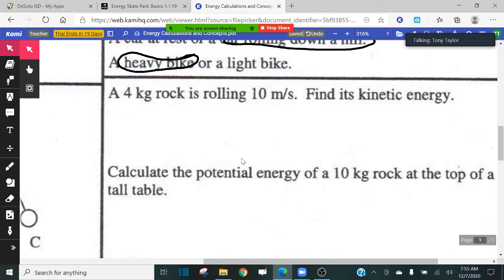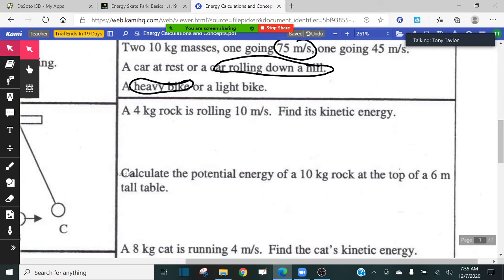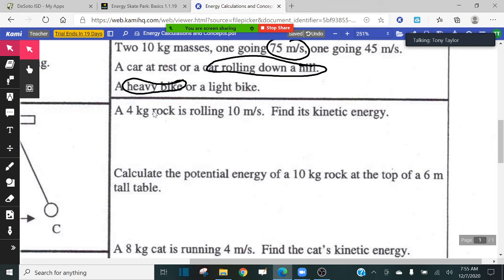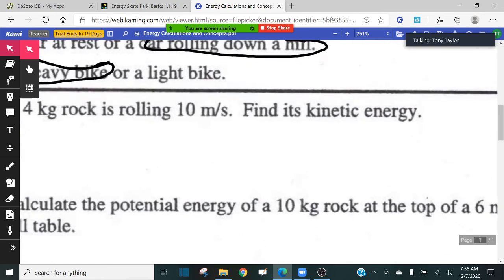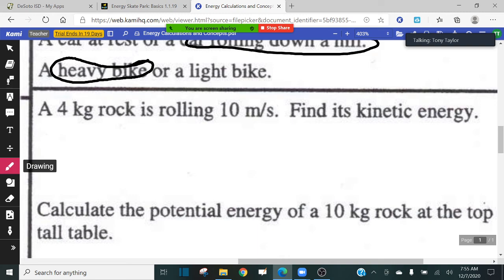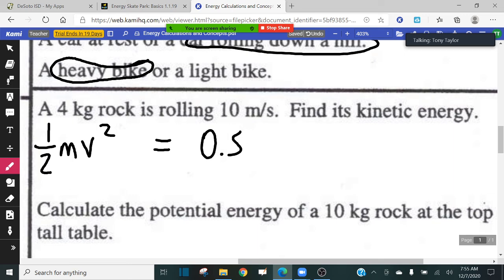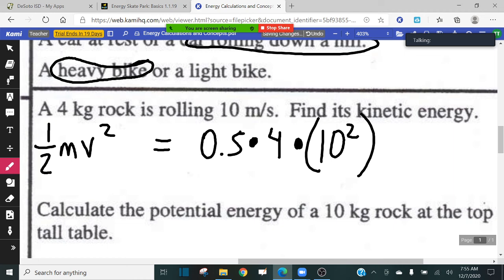So last thing we're going to do, we're going to look at these last two. I want to show you guys how to do calculations. It says here we have a 4 kilogram rock and it's rolling with the speed of 10 meters per second. How to find its kinetic energy? Okay. So guys, remember the equation for kinetic energy is 1/2 times mass times velocity squared. So it's going to be, remember 1/2 is the same thing as 0.5. So 0.5 times 4, okay, which is the mass, and all of that times 10 squared. Okay.